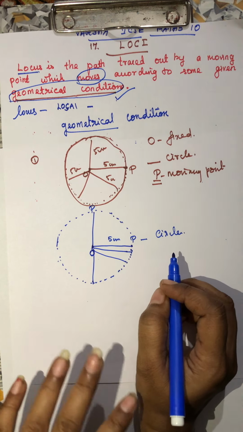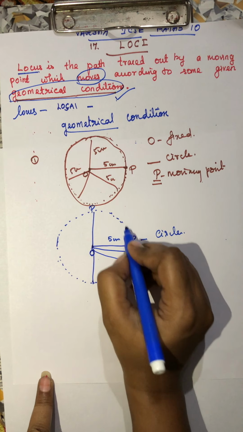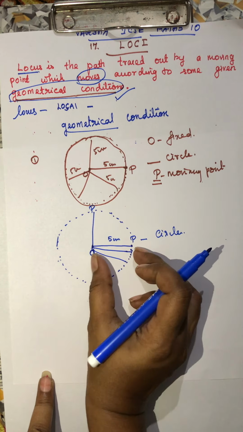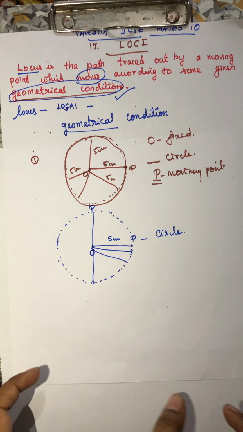Okay students, do you understand? The condition is that the distance between the points should be constant, it should be equal. The 5 centimeter should not change. O is a fixed point and P is a moving point, and the distance is 5 centimeter. P is moving under a particular distance. So this is what locus is.